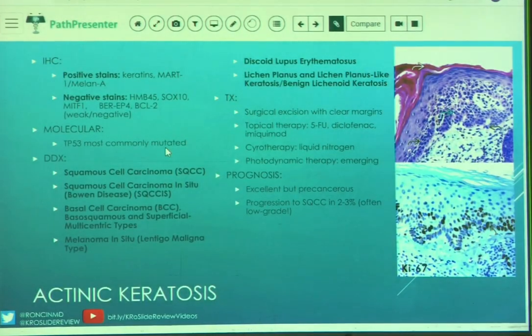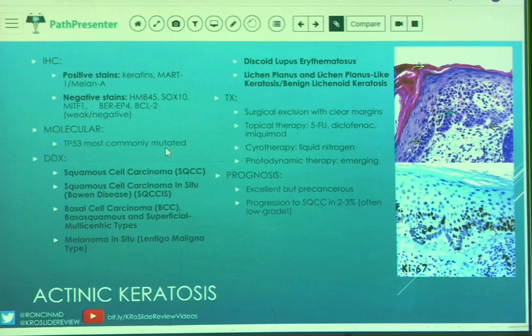Well, we finally hit some IHC that may prove helpful. So your positive stains would be your keratins, your MART1, and your Melan-A. Well, that's not boding too well if you're worried about melanoma, right? Except your negative stains include HMB45, SOX10, MITF, and BCL2, maybe weaker negative, and there's also BRAF. Molecularly, P53 is most commonly mutated, but again, it's very common. These are common lesions. That's not something that you have to do to diagnose actinic keratosis, and you, in fact, don't even have to necessarily do IHC to diagnose actinic keratosis.